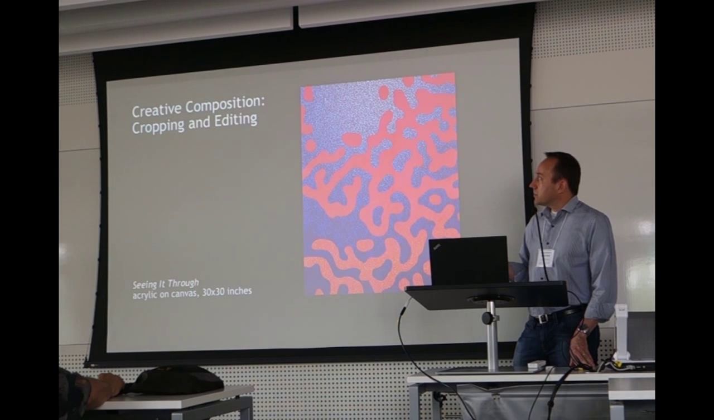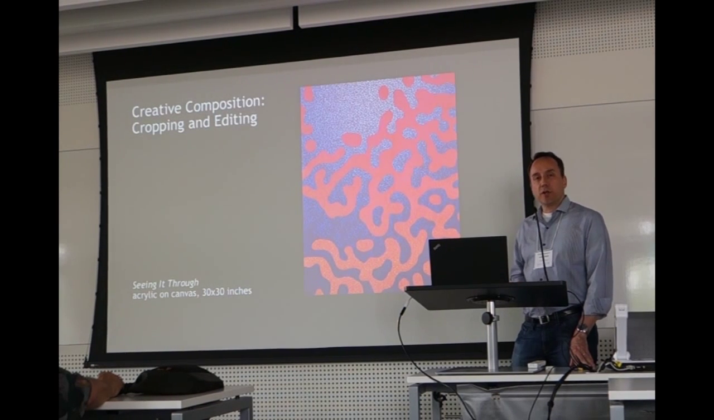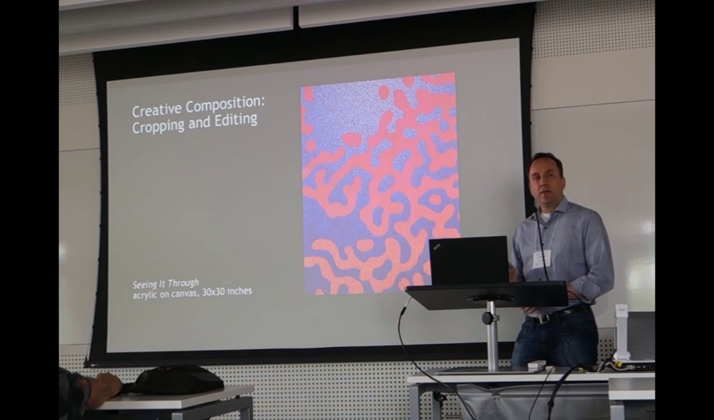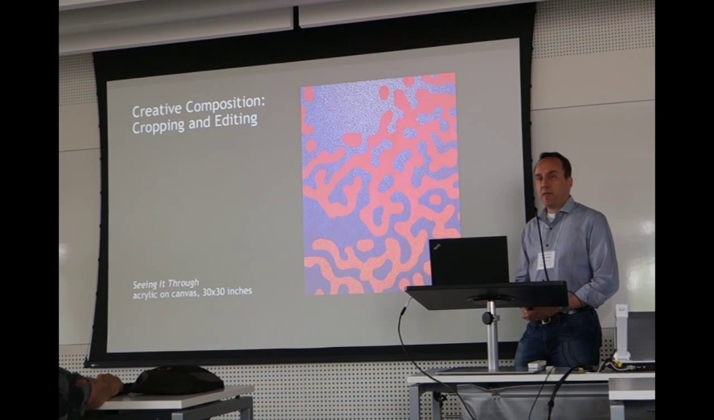And you can also use Photoshop for creative composition. So here I edited out portions of the Turing pattern and zoomed in and cropped to get exactly the kind of composition I wanted. It was a Turing pattern, but also had figurative elements, or things that can be read as figurative.